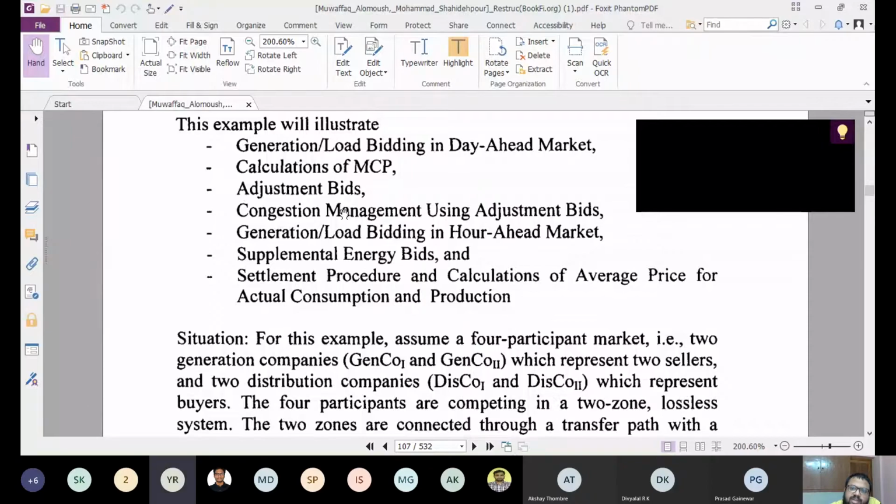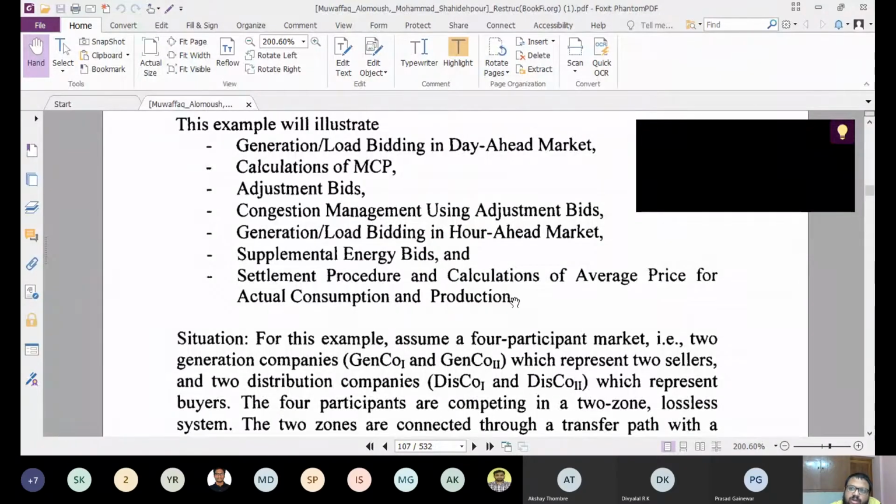So in the third stage, we have the adjustment bids. Then we have the hour-ahead market. After day-ahead market, we go to the hour-ahead market. Separate bidding is there in the hour-ahead market. Then supplemental energy bids are submitted for actual consumption and production, because all these steps are involved prior to the actual market scenario.